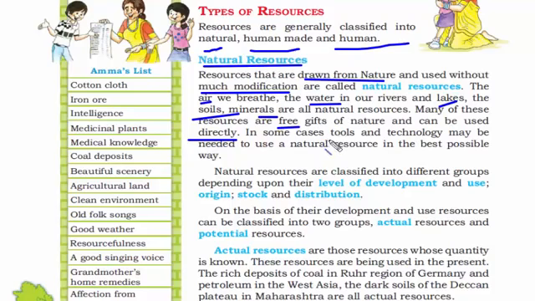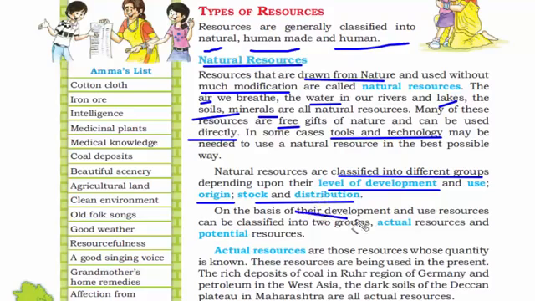But there are a lot of other things which need to be changed with the help of tools and technology for us to use it. So now natural resources are classified into different groups depending upon level of development and the use of origin, stock and distribution. So these are the simple factors on which we will classify some of the natural resources. So on the basis of development, we will distribute resources into two categories, that is actual resources and potential resources.